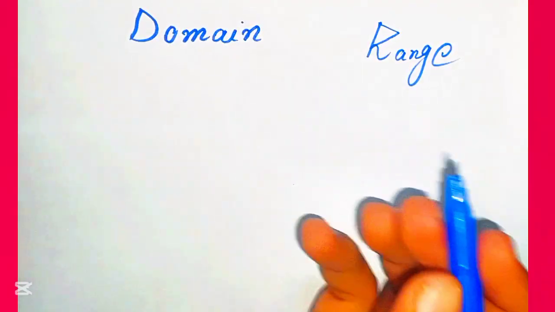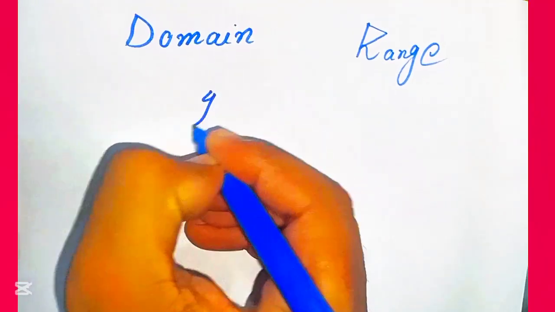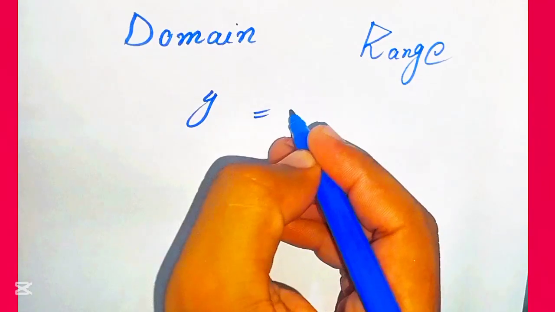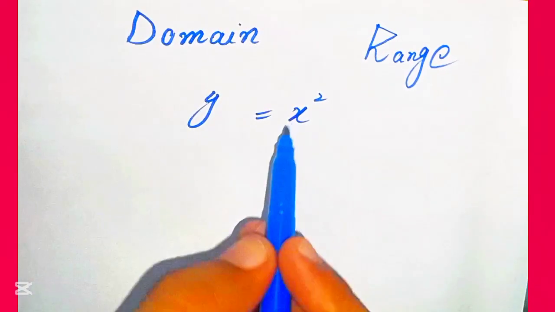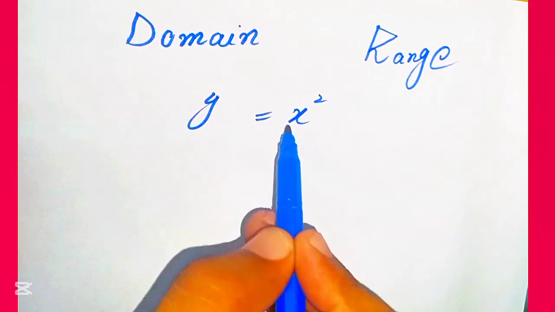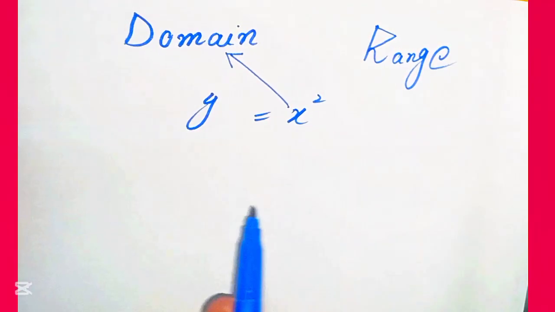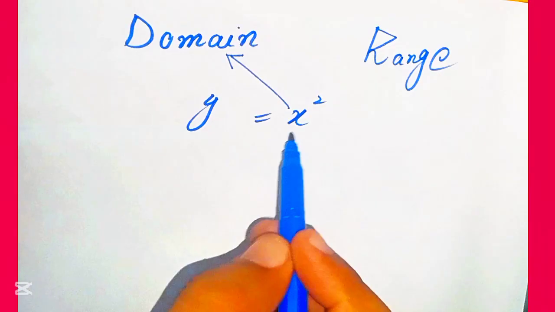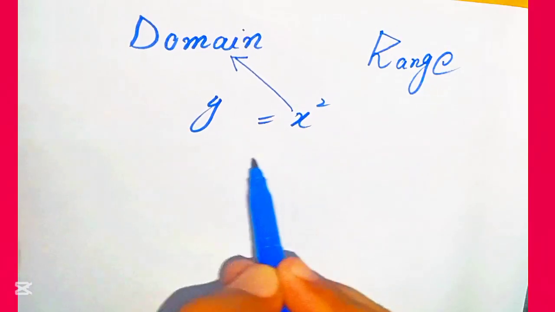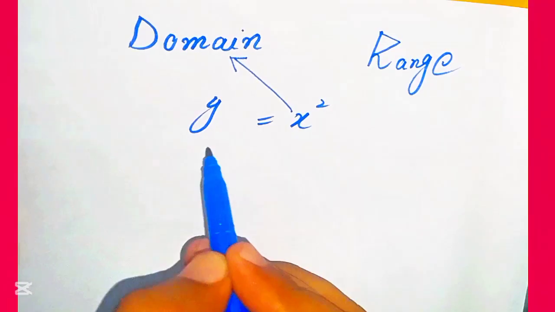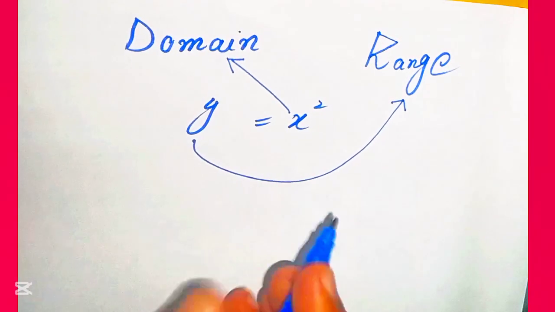Basically, for example, we write a function y is equal to x squared. Here the values of x are called the domain, and when we put the value of x in, our answer y is called the range.